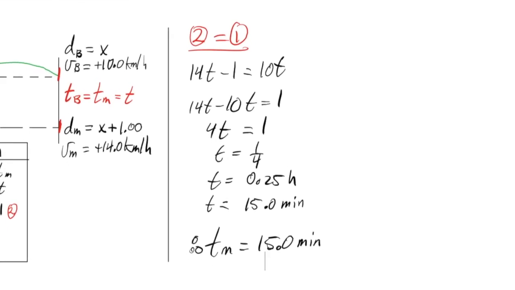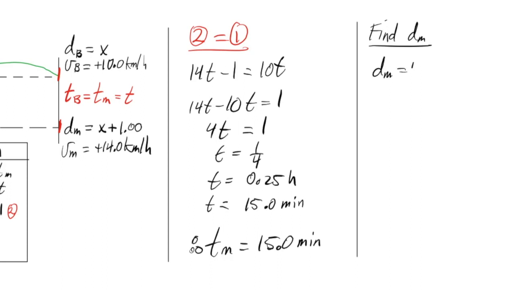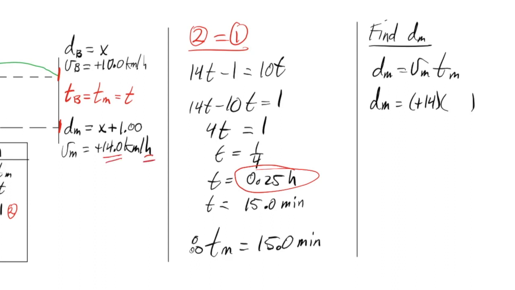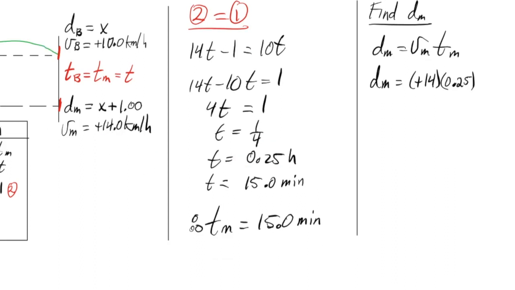So the next thing we need to do is we have to figure out how far she went. So we know that the distance of mom is equal to the speed of mom times the time of mom. And that's going to equal positive 14 kilometers per hour times, now you don't put in 15 minutes. You have to put in the 0.25 hours. And the reason why is because that 14 kilometers per hour is per hour. So the units have to match, 0.25 hours. And that works out to 3.50 kilometers. Therefore, mom ran 3.50 kilometers.